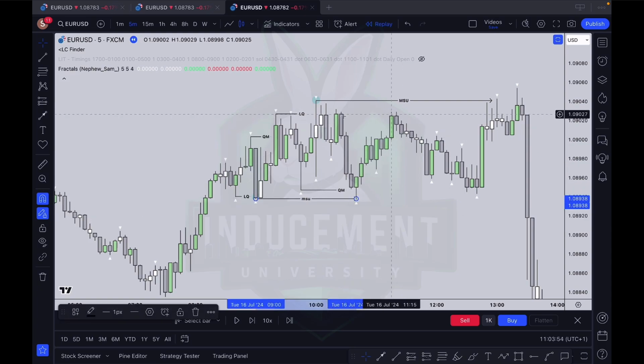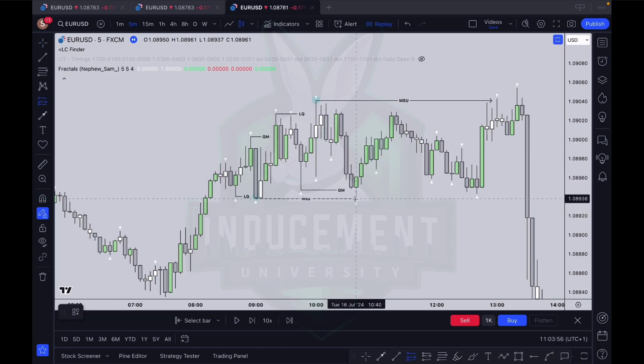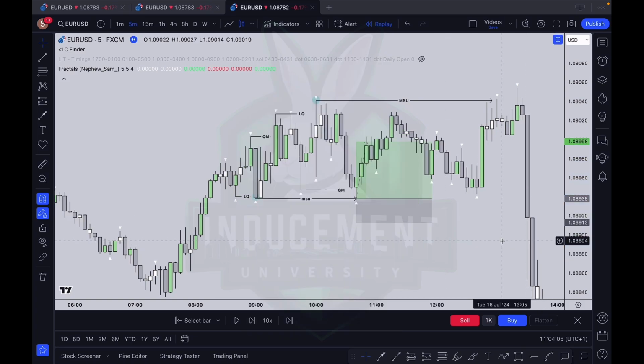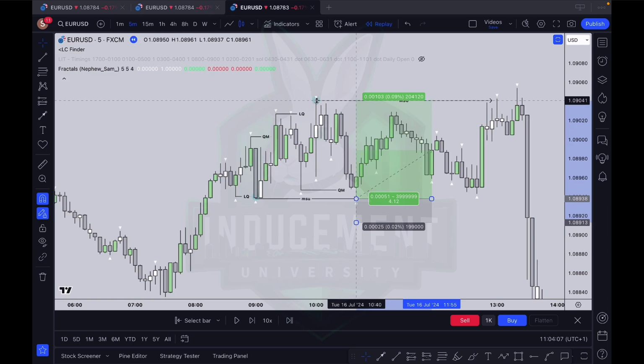So now using that logic, we can see that as soon as we liquidate this, we start to move up. So say, for example, just for argument's sake, you entered right here on the liquidation with a 25 pip stop, and you were targeting up here. That would have got you a nice 1 to 4.